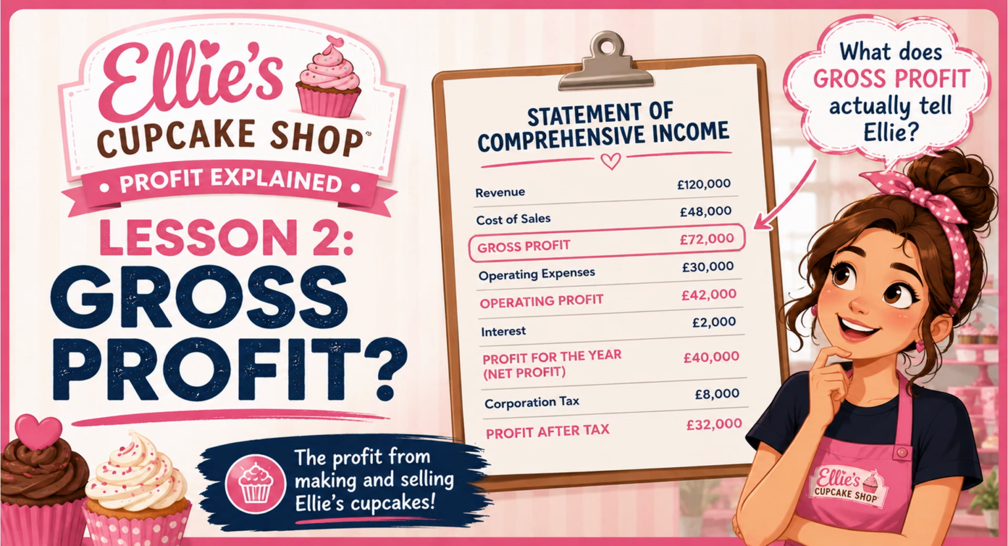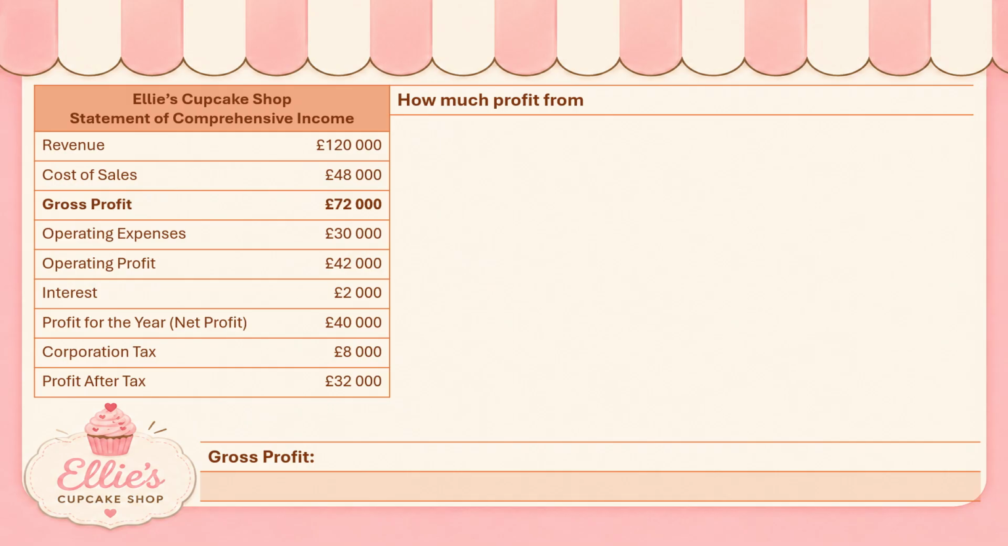Last time Ellie received a statement of comprehensive income and discovered something surprising. There wasn't just one profit, there were several. And today we're going to understand the first one, gross profit. So let's look at Ellie's accounts again.